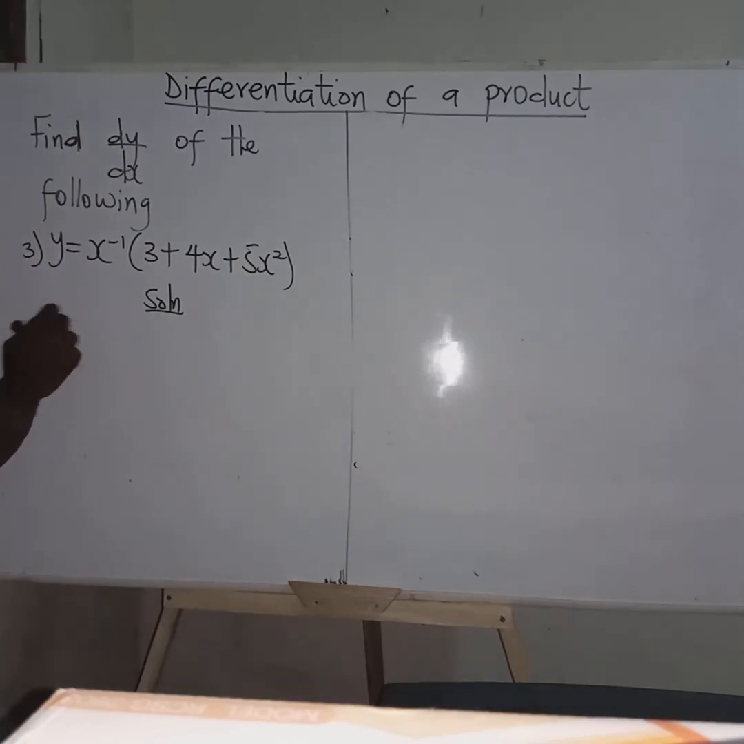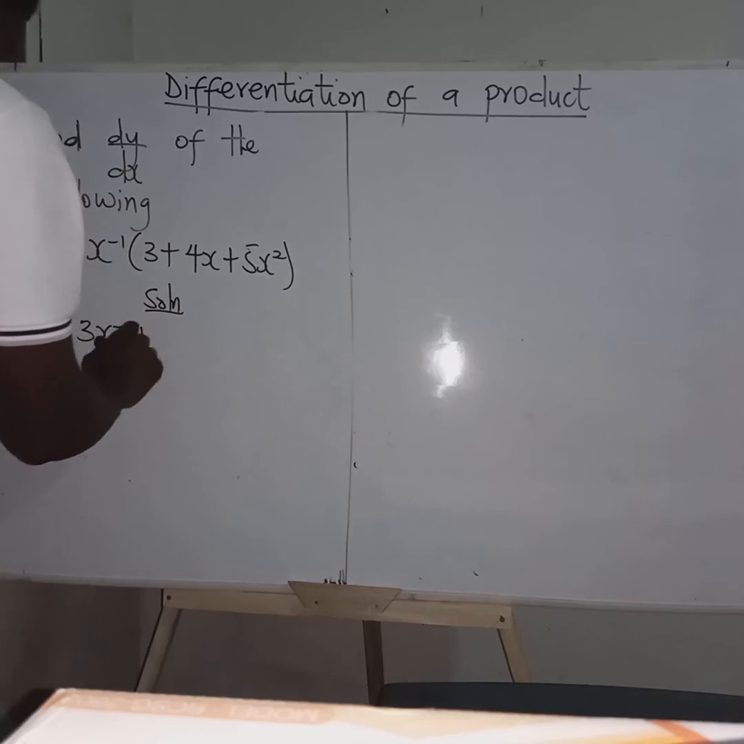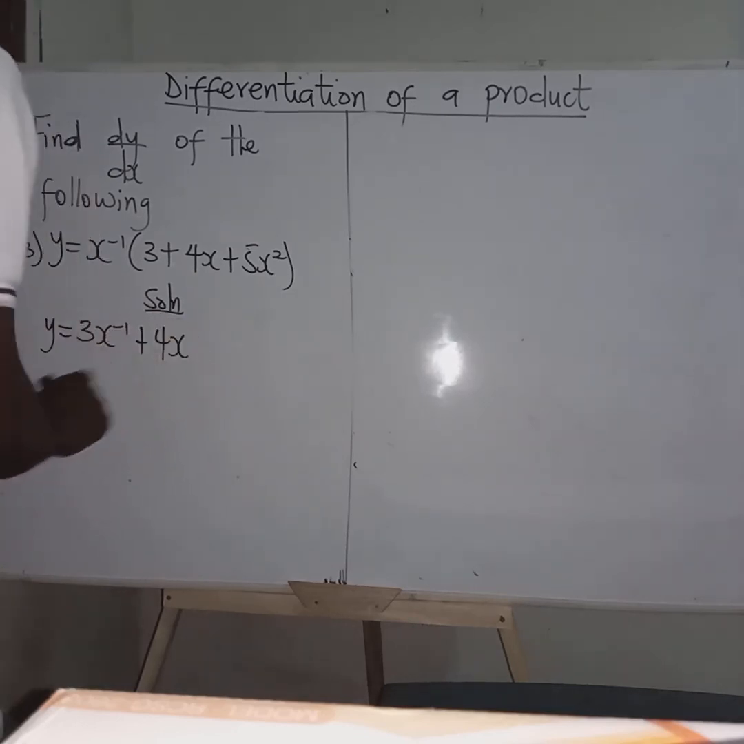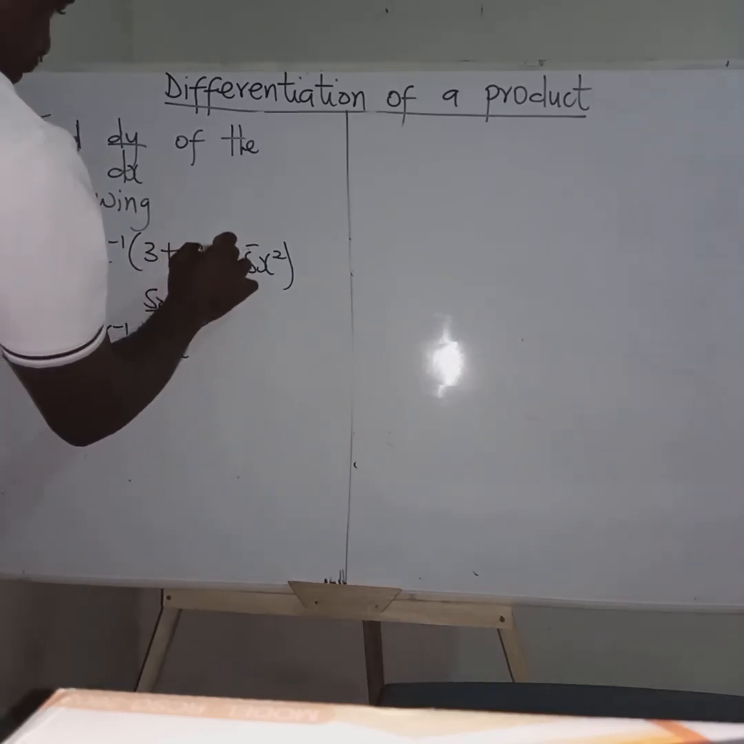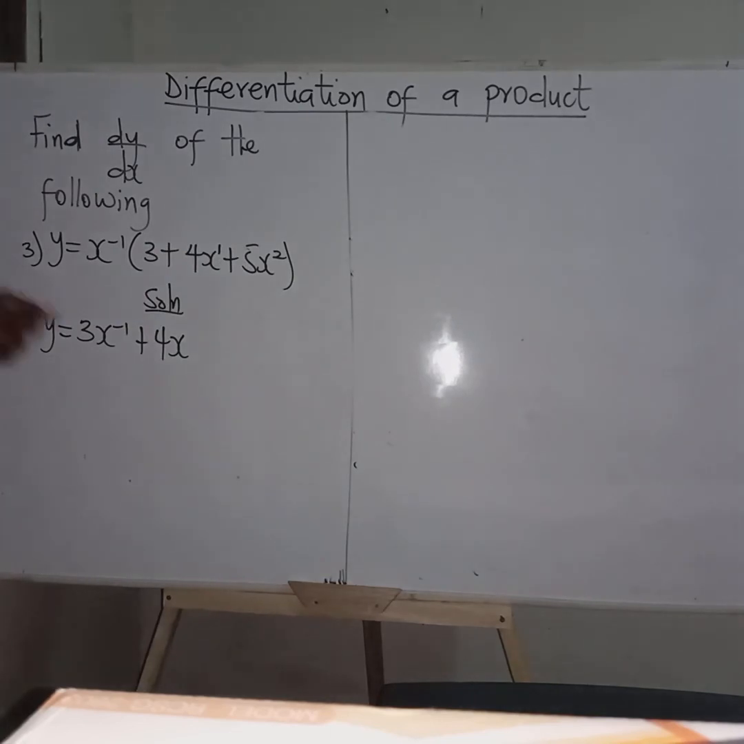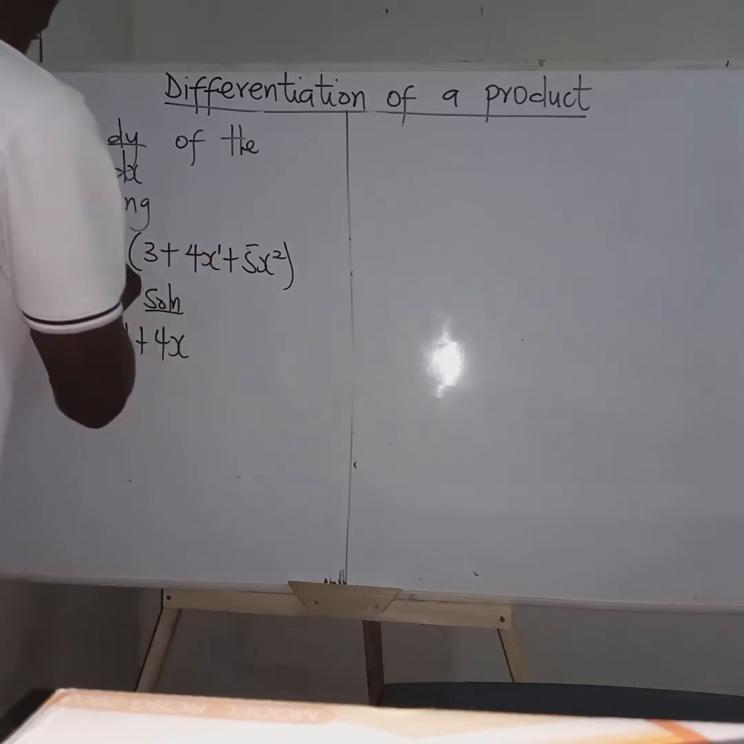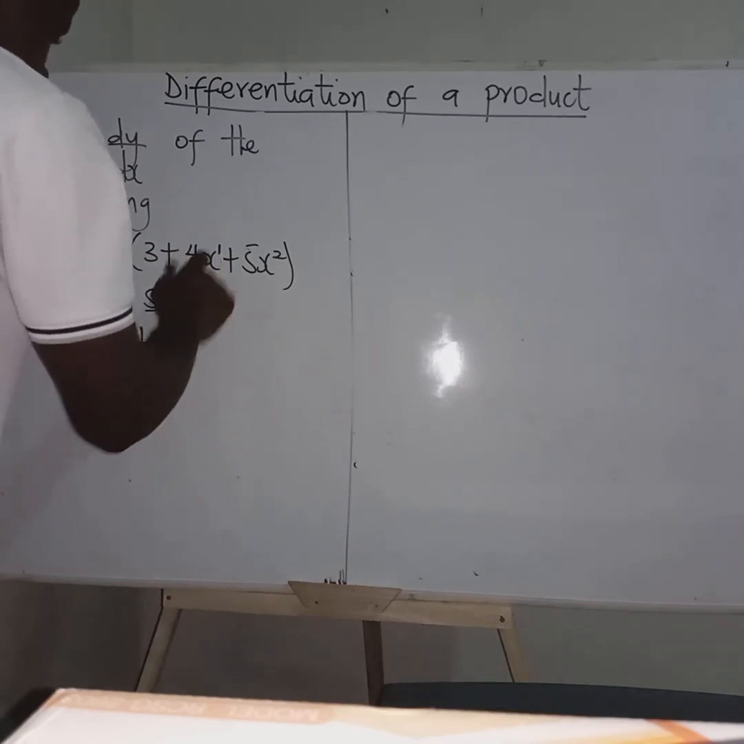So let's expand. x exponent minus 1 times 3 is what? 3x exponent minus 1. x exponent minus 1 times 4x will give me what? 4x exponent. You see that there is power 1 here, and this one too is what? Minus 1. So when you're multiplying, you add their powers, which will give us this minus 1 plus 1.